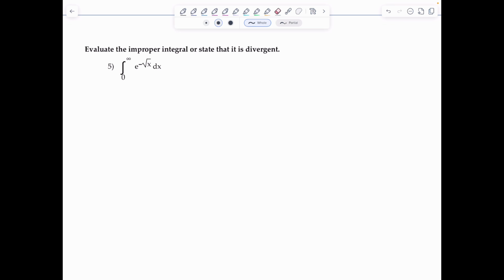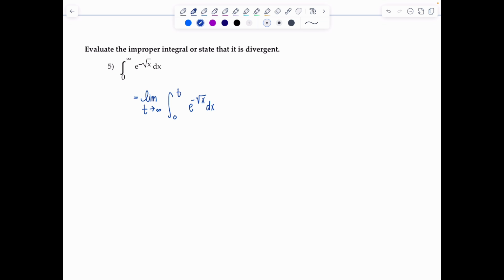So we have the integral from 0 to infinity of e to the negative square root of x dx. In this case, you can't do u-sub and be done, but we are going to do u-sub and then something else to get the ball rolling. This is going to require multiple integration techniques, not to mention the fact that it's an improper integral. So the absolute first thing we need to do is rewrite it with the limit. I'm going to say this is the limit as t goes to infinity of the integral from 0 to t of e to the negative square root of x dx.